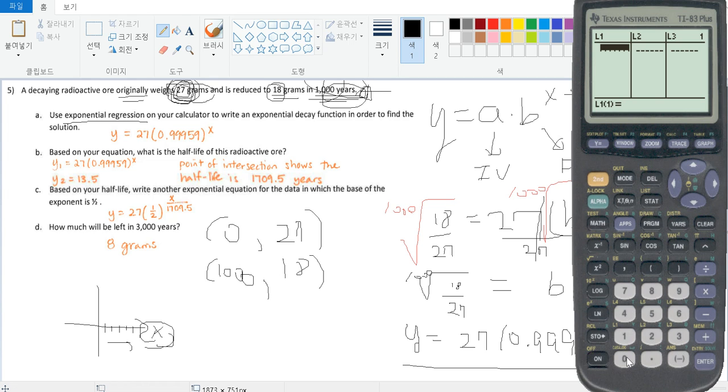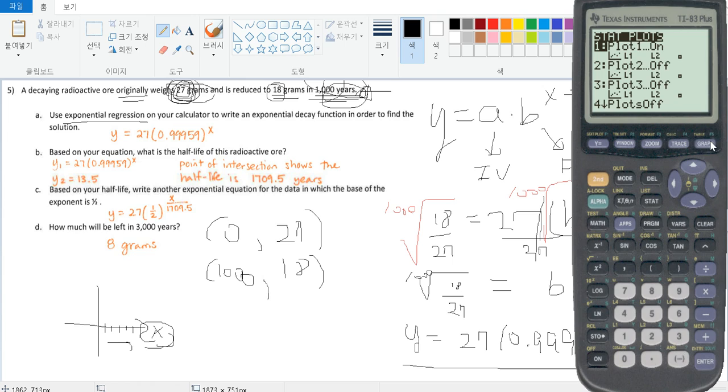So we're going to plug 0 into x1 and 1,000 into x2. Then we plug 27 into y1 and 18 into y2. Now we go to second y equals, that's stat plot. Usually the plots are off, but you want to turn on plot one. Plot one comes from the stat data we just edited.